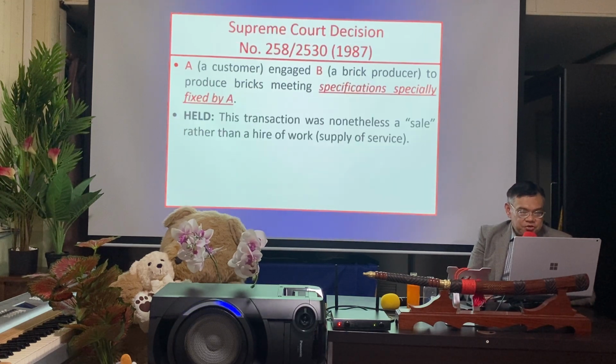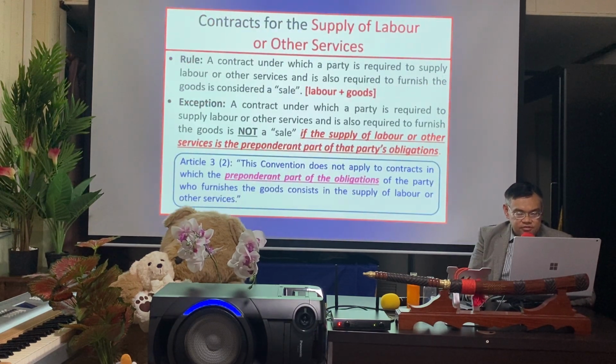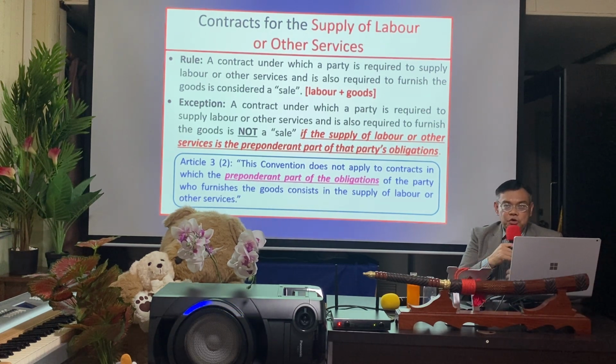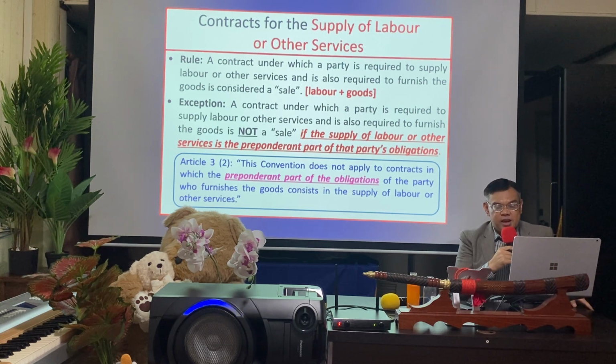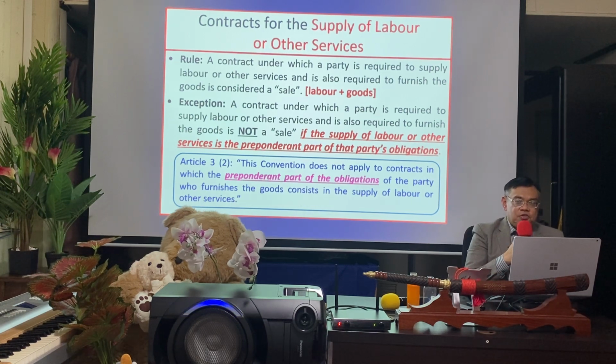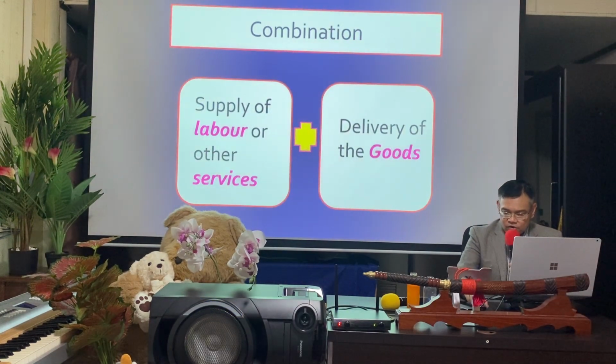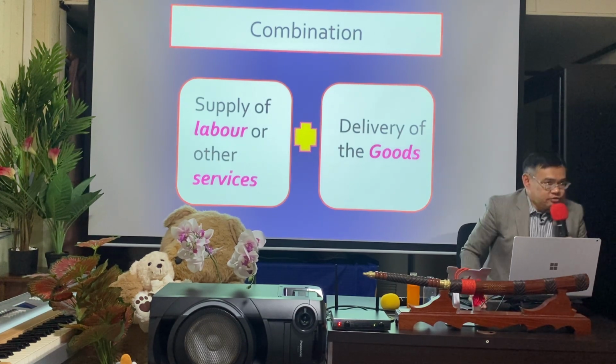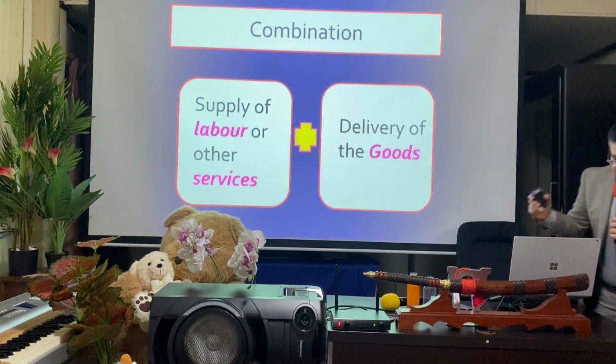Now I try to skip some slides, because the time may not permit me to cover everything. If you have your own time, you can go and have a look at the remaining slides which are not covered by my lecture. Now we are coming to scenario number 2, which represents the exception. The exception is this one: if the contract involves a combination between two things.